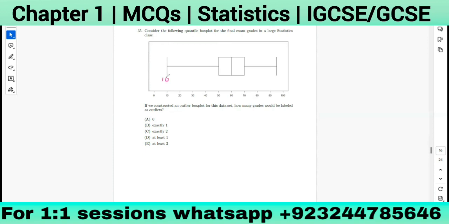This is 10 and this is the median, this is Q2 or median. This is Q3, this is Q1. And this is the maximum. Yes, so now calculate LF and UF and tell me the answers for LF and UF.